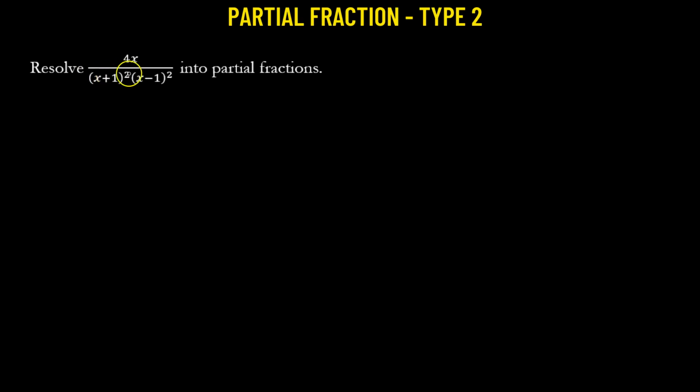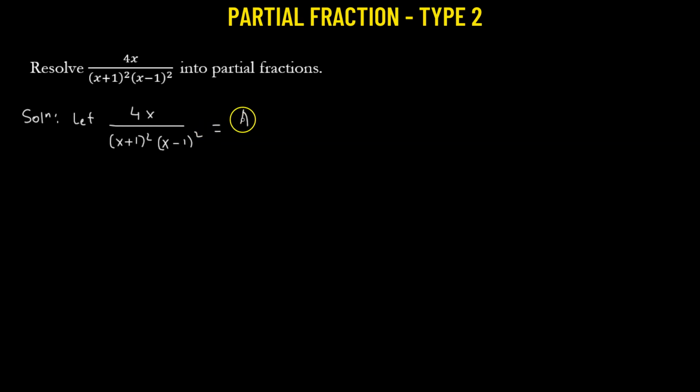So we need to resolve the given rational fraction into its constituent partial fractions. Let us begin. We have here our rational function 4x divided by the factor x plus 1, which is repeating twice, multiplied by another factor x minus 1, which is also repeating twice. That means a total of 4 factors.